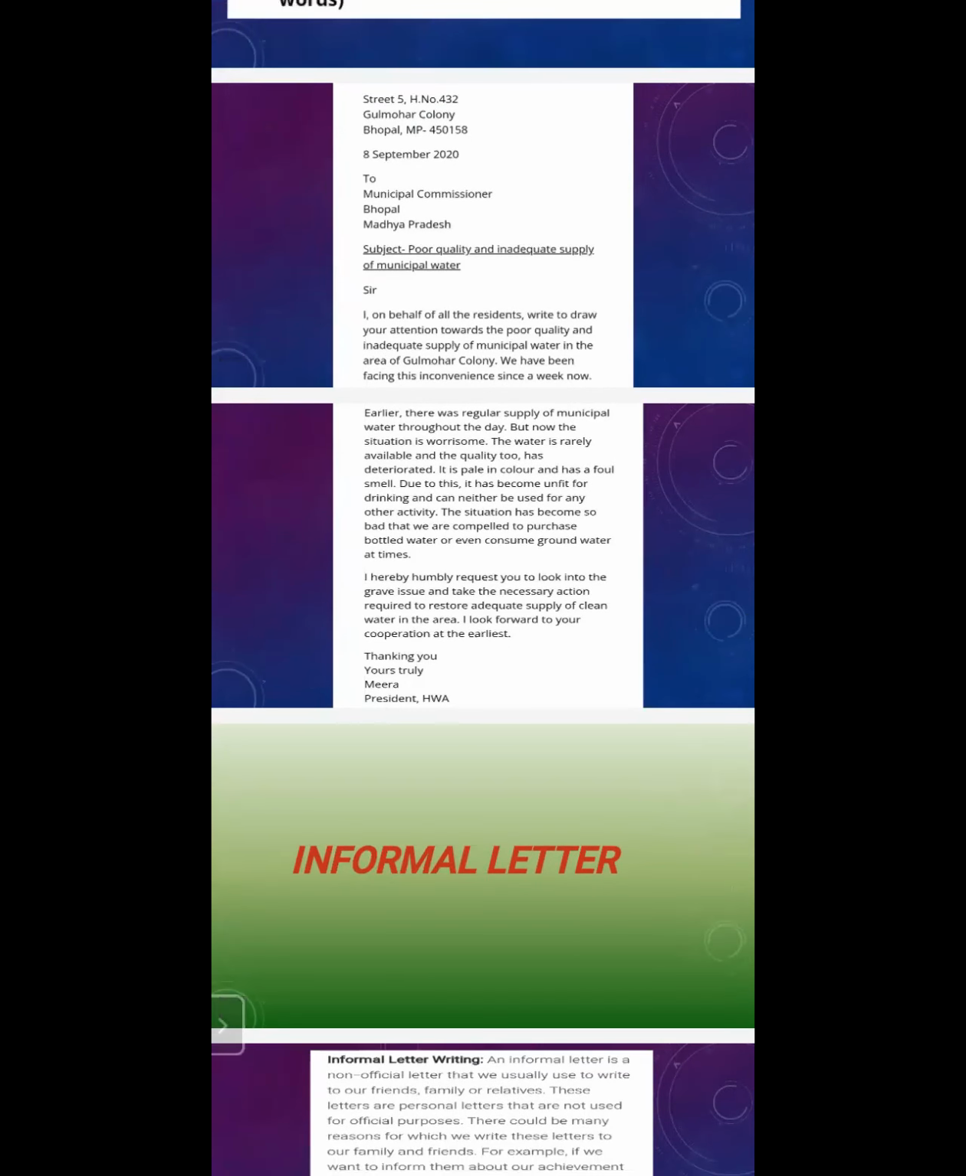So see, students, here we have seen some examples of formal letters, the format of the formal letter. So how is the format? First, we have to write the sender's address, meaning our address, then a date, then to whom you are writing the letter, that is the receiver's address. Then in one line, you have to write the subject. Then there will be a salutation, that is respected sir or respected madam.